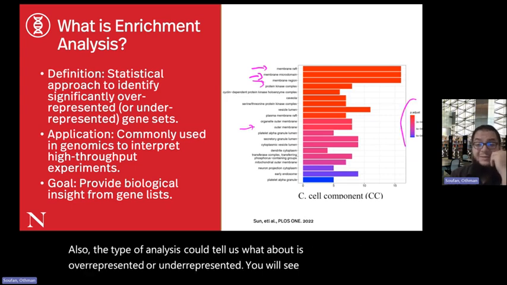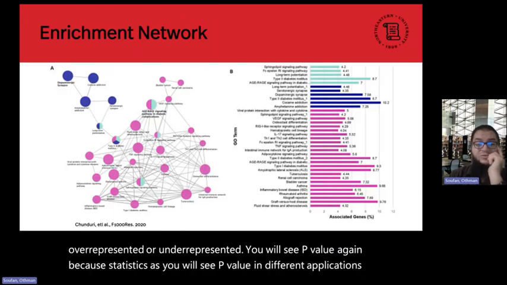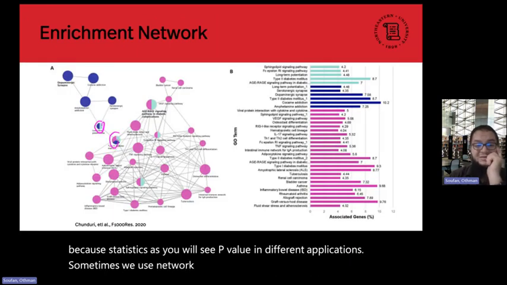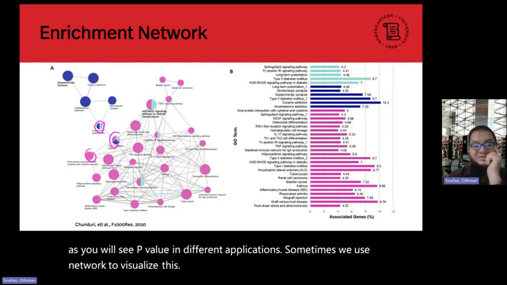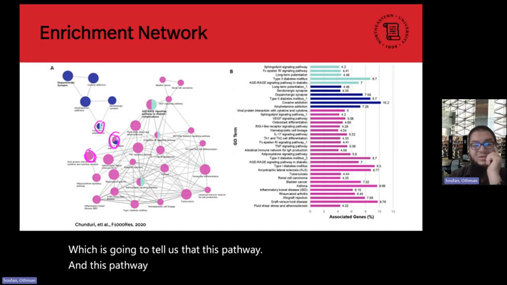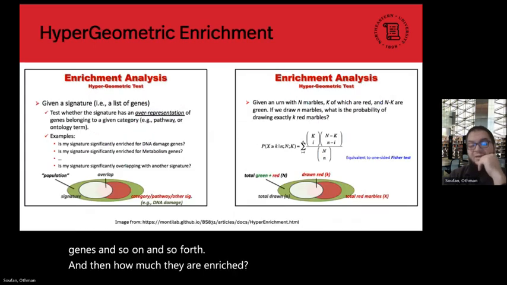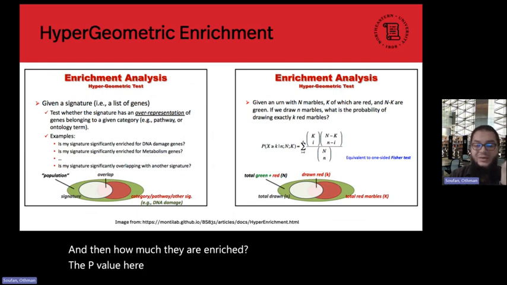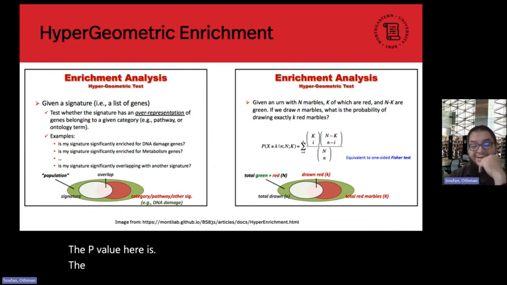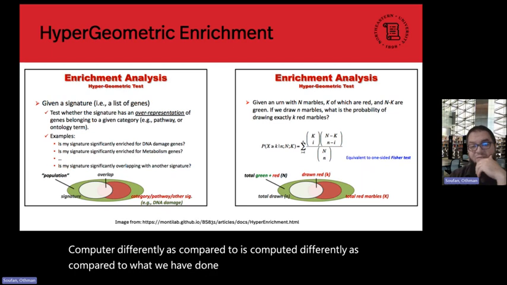You will see p-value again, because statistics, as you will see p-value in different applications. Sometimes we use a network to visualize this, which is going to tell us that this pathway and this pathway are linked together through some common genes and so on and so forth. And then how much they are enriched. The p-value here is computed differently as compared to what we have done in the previous tests for p-value.